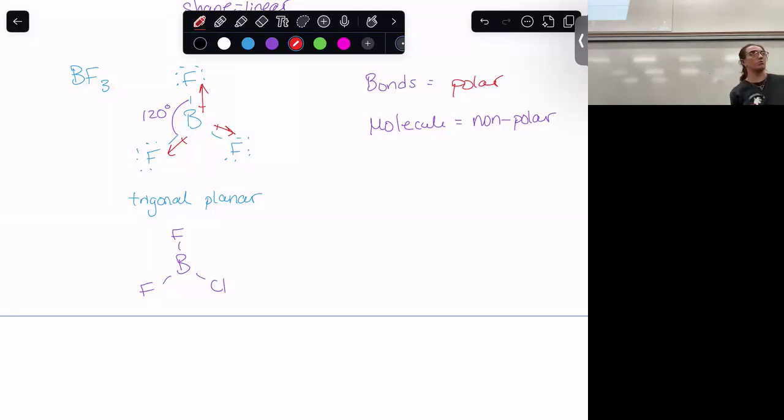Chlorine and fluorine are both going to be more electronegative than boron. And again, you would be given values to show that. So do we have polar bonds here? Yep. What about our molecule? I'd say yeah. And why would you say yeah? Just because I feel like if they're all polar and it's symmetrical, it would all spread out evenly.